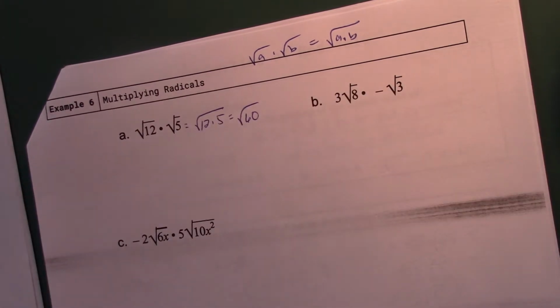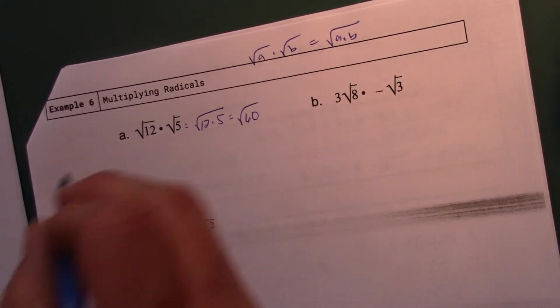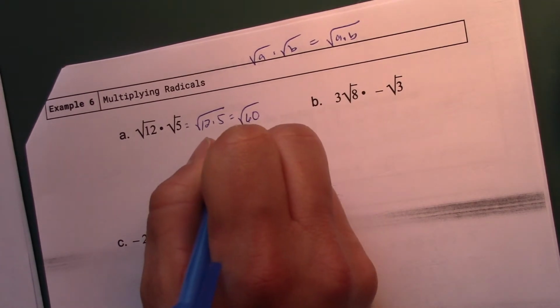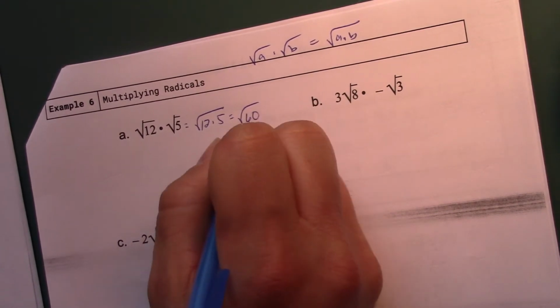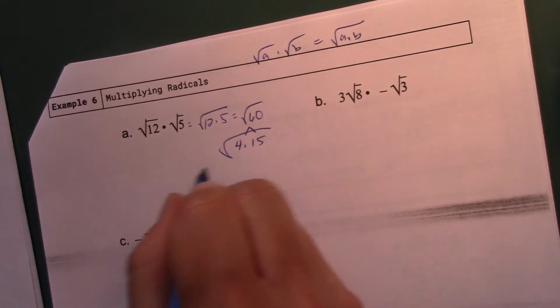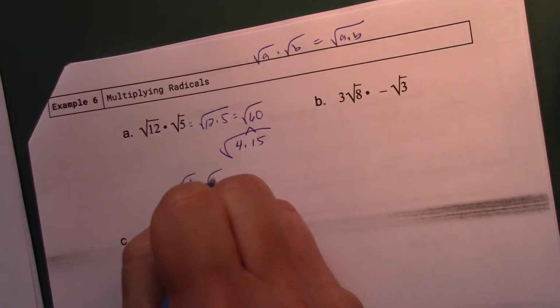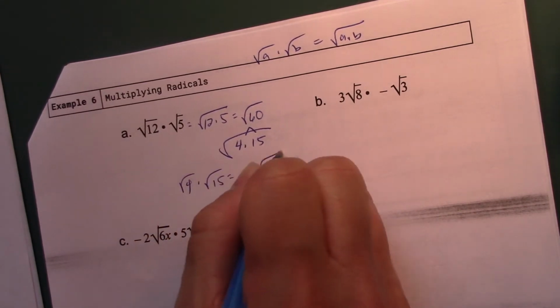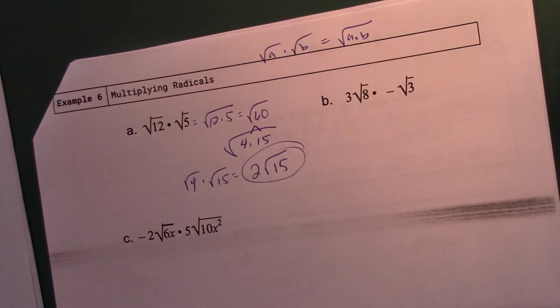I look and say, oh, 4 goes into 60. Does anything else? Does 9? No. Does 16? No. Does 25? No, and so on. It's too big, right? But this is 4 times 15, okay, which is square root of 4 times square root of 15, which is 2 square roots of 15. And that's how we do this. We put them together, and then we split them up if we need to.